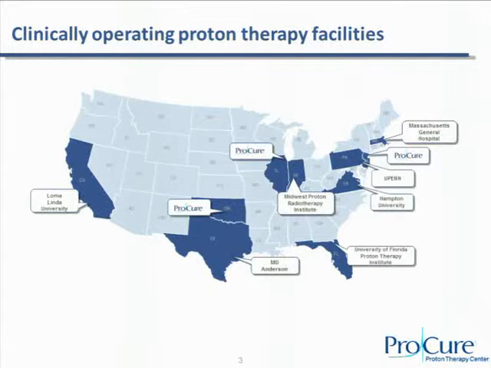So this is a map that displays the locations of currently clinically operating centers in the U.S. There's a total of 10 of them. 3 are Procure centers, and the rest are mainly or all academic-based centers. They treat roughly several thousand patients a year, but still under 1% of total external beam radiation therapy. So the field of proton therapy is still pretty small.